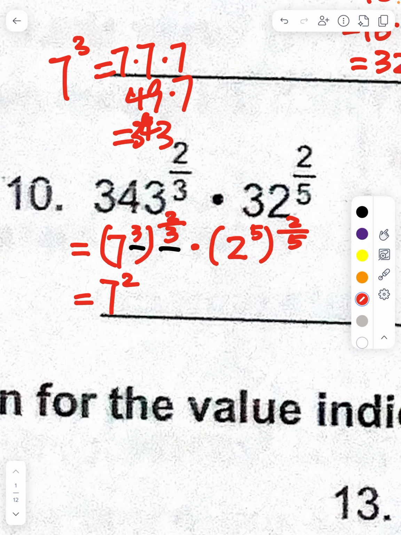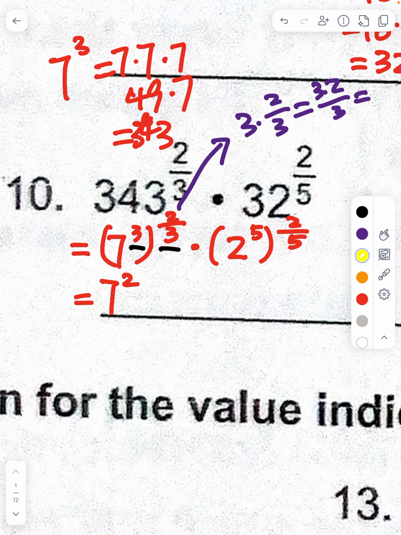So this becomes 7 raised to the 2nd power. Why? Because look, if I use 3 times 2 over 3, a whole number times a fraction, the whole number goes to the top. So 3 times 2 divided by 3. So the 3s cancel out. We only have 2 left, right? So the power becomes 2, which is 7 squared right here. 7 squared.